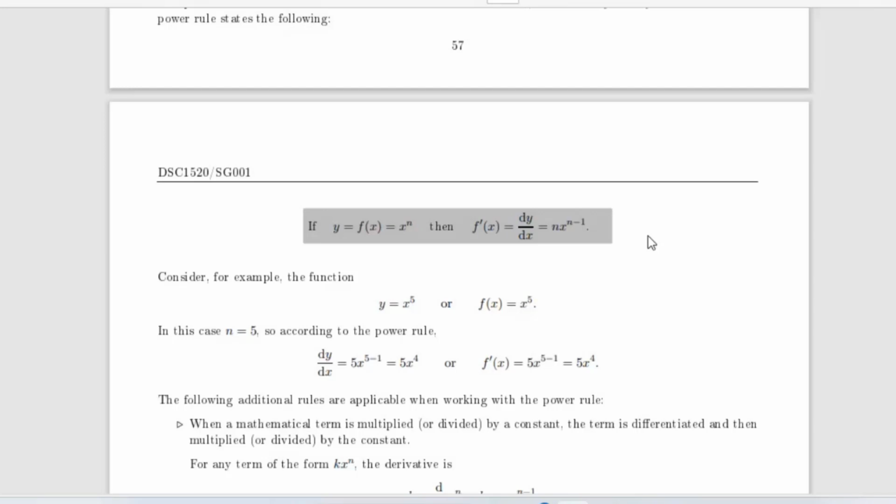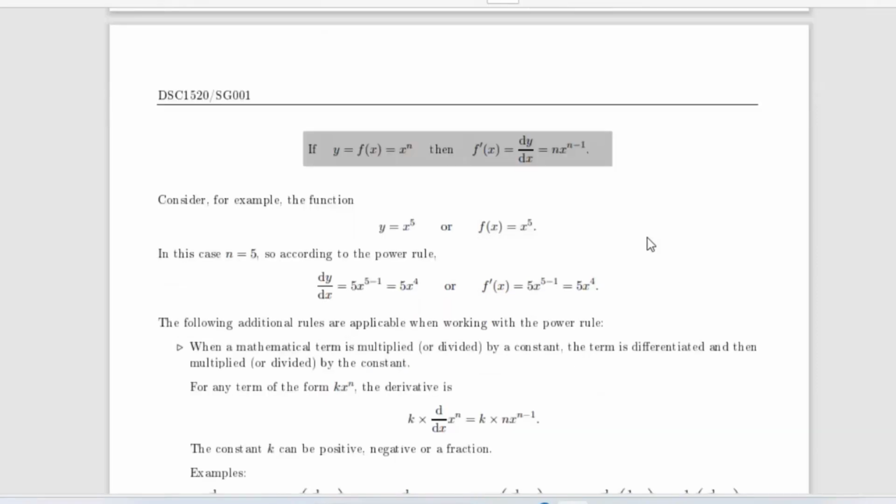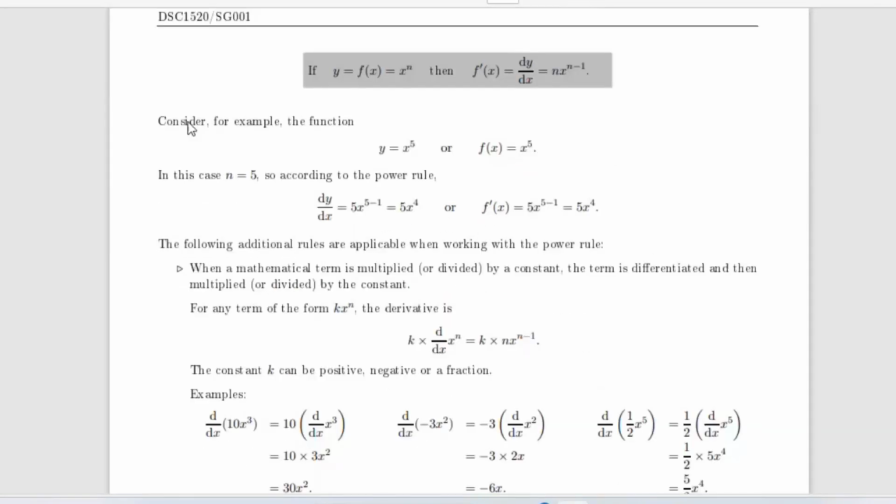Yes, it is, sir. That's exactly what we did. Thank you. Now, they say, consider, for example, the function y equals x to the power 5, or f of x equals x to the power 5. Do we agree that this is just one and the same thing? Yes, sir.